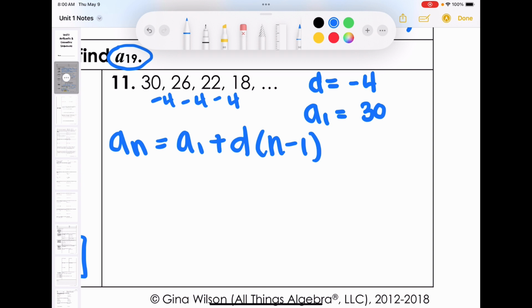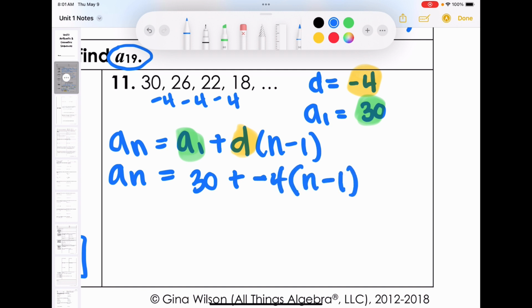So I'm going to make my formula. I'm going to plug in negative 4 for D, and I'm going to plug 30 in for A1. So AN equals 30 plus negative 4, parentheses, n minus 1.